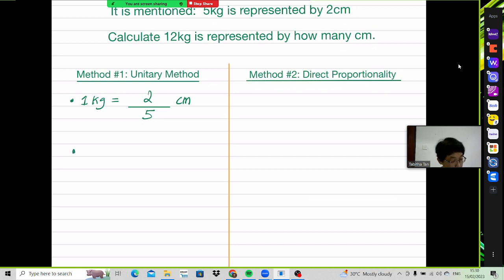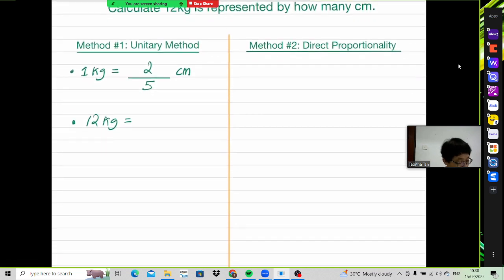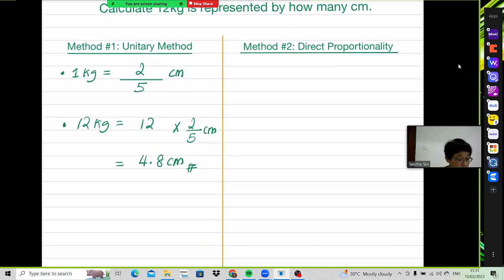And you hop on to find out, from the question request, 12 kilograms is represented by how many centimeters? So surely you will multiply this, and in this case they want 12. So let's just go on. That's 24 divided by 5. So you're going to get 4.8 centimeters. All right, this is our method 1 to find out that representation in centimeters for 12 kg.